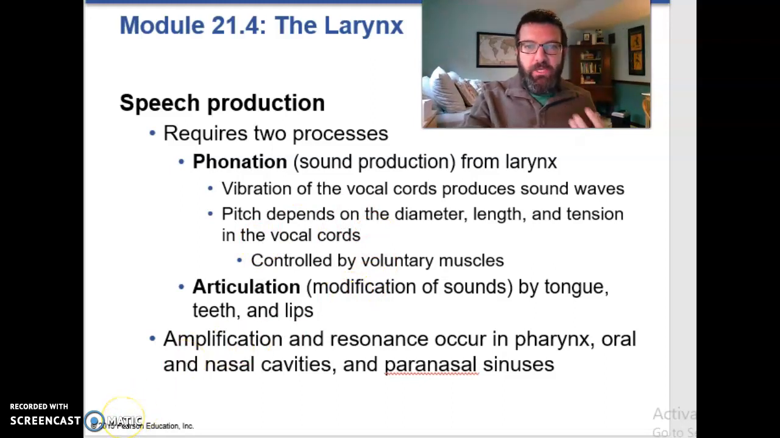And now, we have very complicated speech. That's one of the things that sets us aside from other animals, is the depth of our communication. And we have a lot to thank to our larynx as well as our lips, teeth, and tongue for that talent.